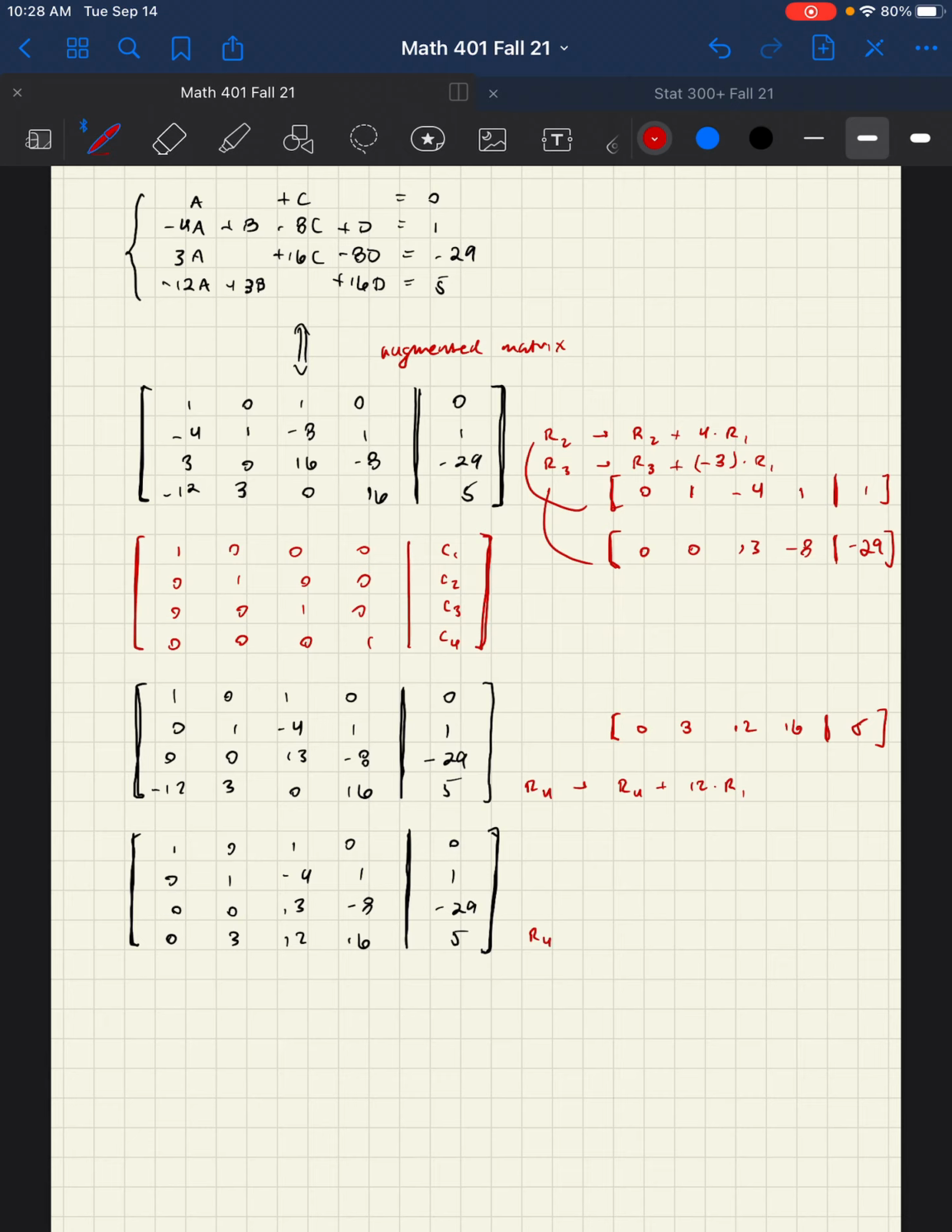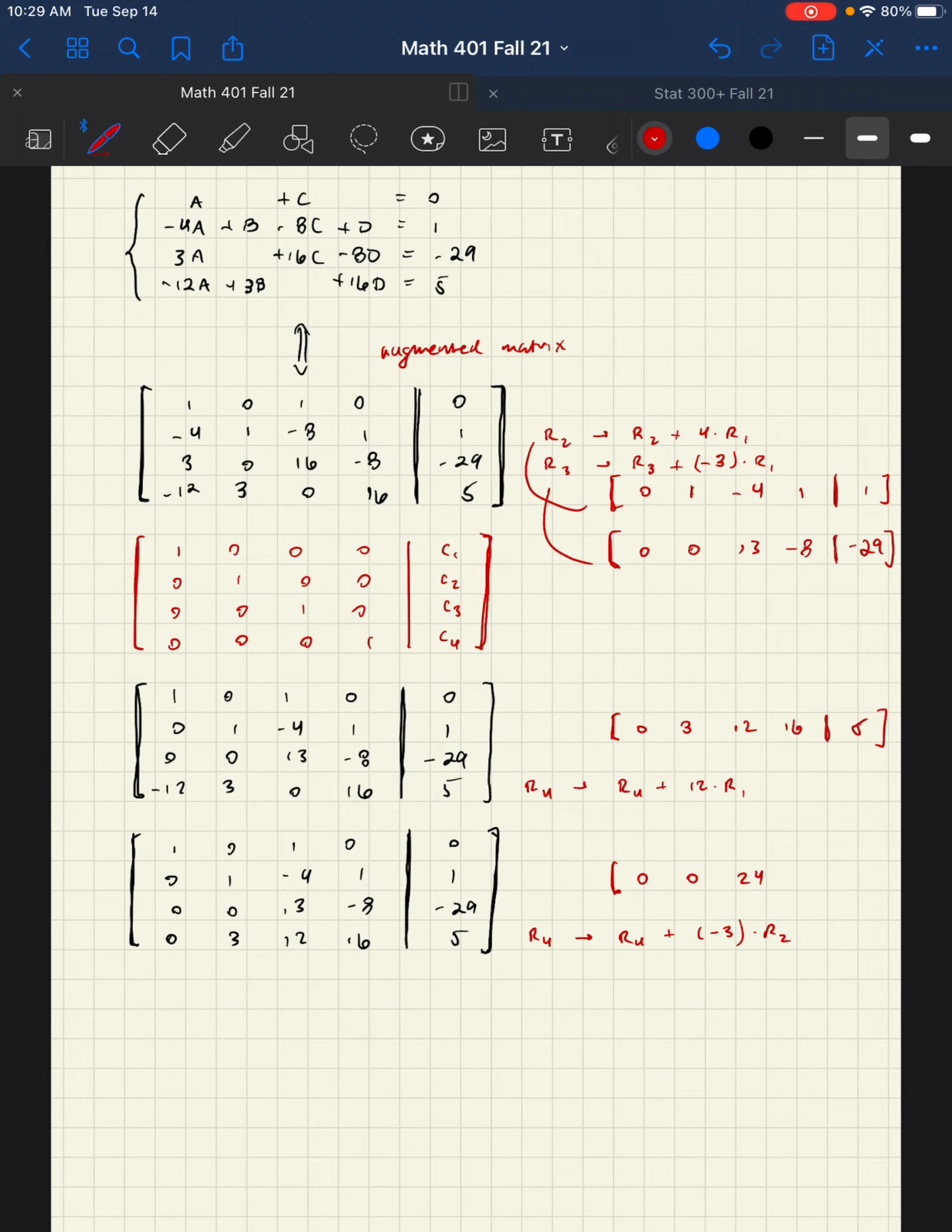So I'm going to work with row 4 again. Row 4, I'm going to replace with row 4 plus negative 3 times row 2 now. I'm going to work with row 2 because I don't want to add anything to the first column in row 4, but I do want to use that 1 already to simplify it. So that gives us the new row. We're going to keep that 0 in the first spot. The second spot is going to be negative 3 times 1 is negative 3, plus 3 is 0. Negative 3 times negative 4 is 12, plus 12 is 24.